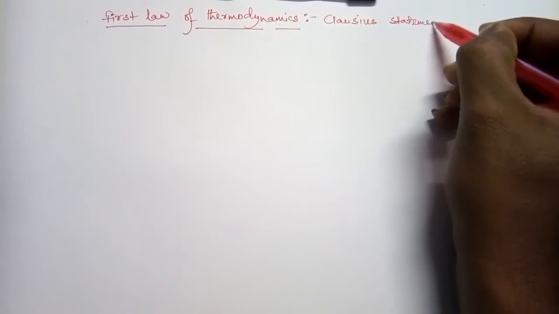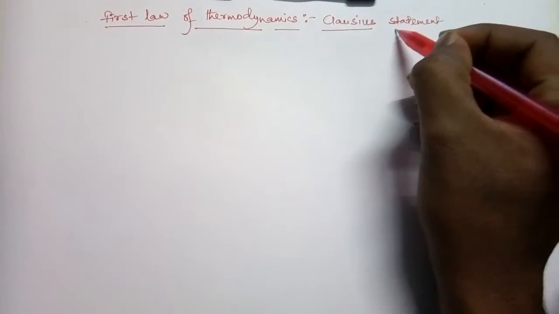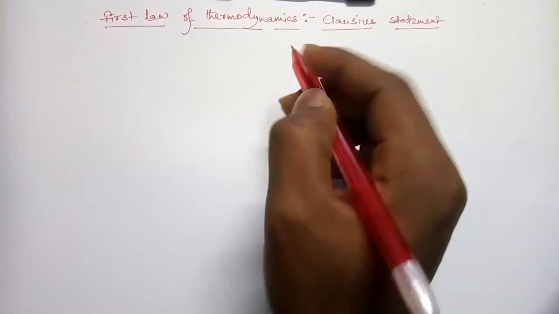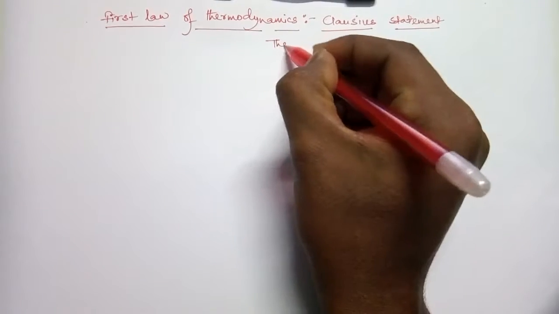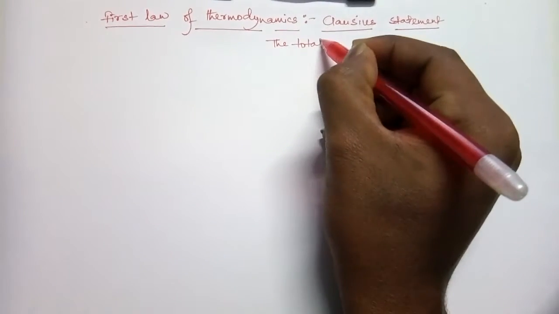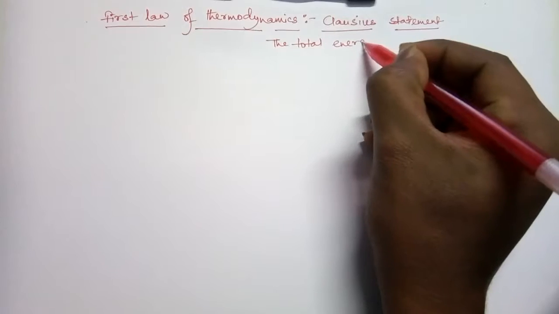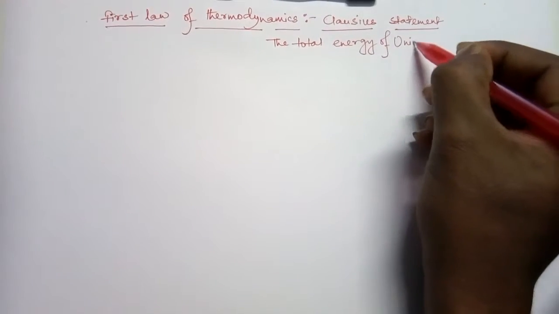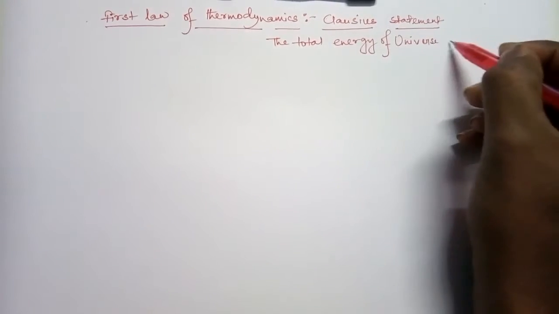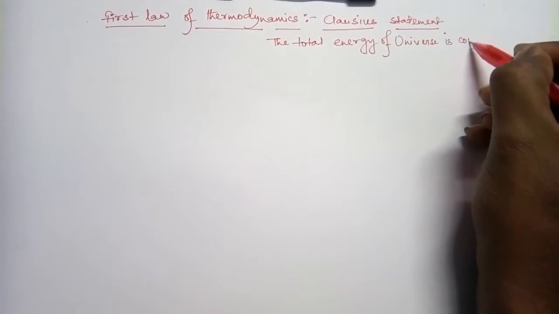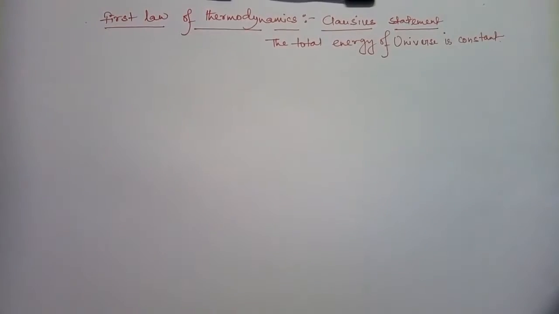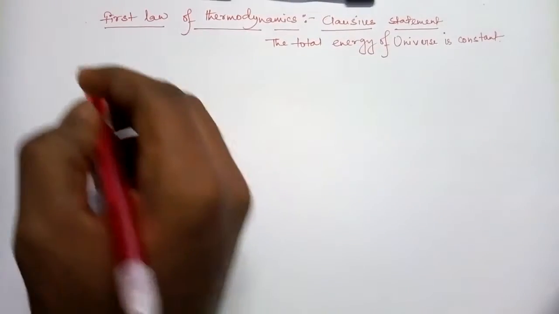So according to Clausius, the total energy of the universe is constant. This is the first law. But this can be expressed with different statements.